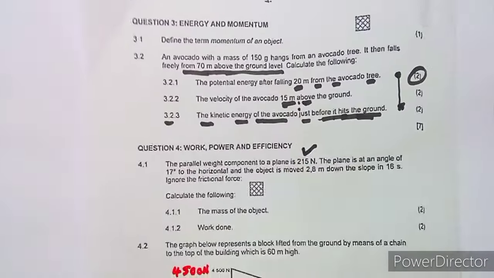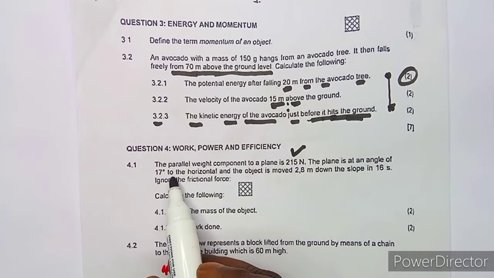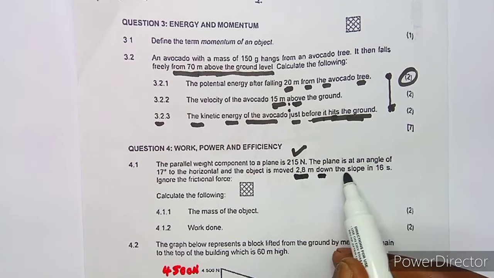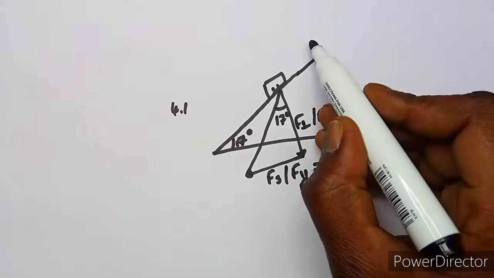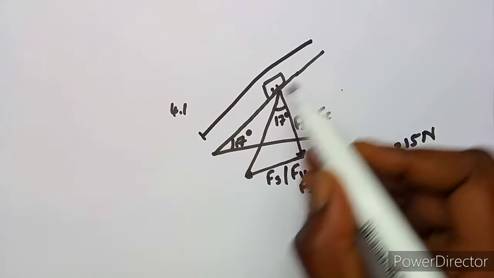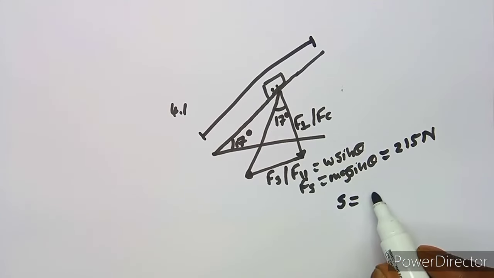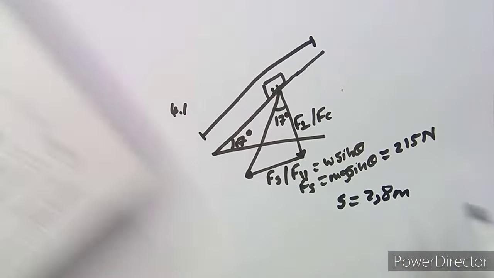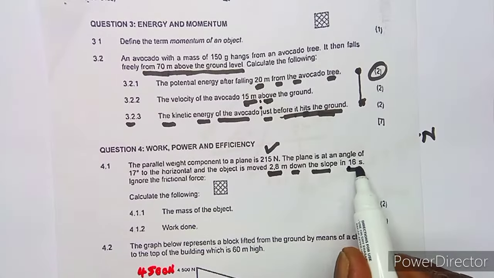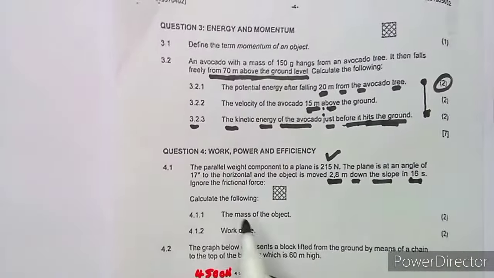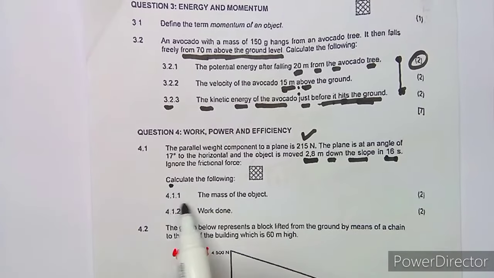All right, then the plane is at an angle of 17 degrees to the horizontal, and the object is moved 2,8 meters down the slope in 16 seconds. So 2,8 meters, that is from this point to this point down the slope. So we've got S, which is equivalent to 2,8 meters. All right, then what else do we have? In the time of 16 seconds. So the time there was 16 seconds, or just 16 s. Then the question is to calculate the following.